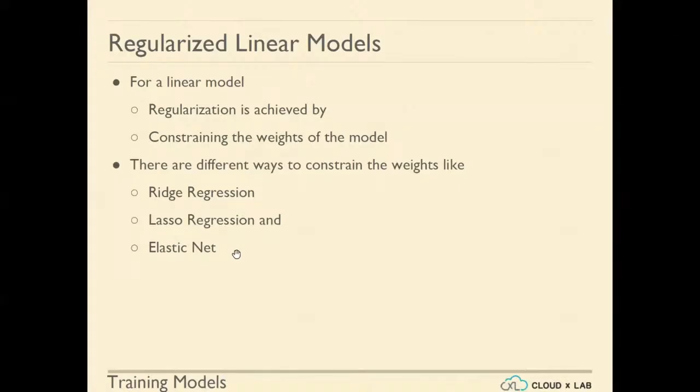Yes. So for a linear model, regularization is achieved by constraining the weight of the model. Weight of the model means we constrain theta 1, because in theta 0 plus theta 1 times x, we will make theta 1 small. There are different ways to constrain weight: ridge regression, lasso regression, and elastic net. In ridge we take the L2 norm, in lasso the L1 norm, and in elastic net we take both L1 and L2. I will discuss ridge, lasso and elastic net one by one.